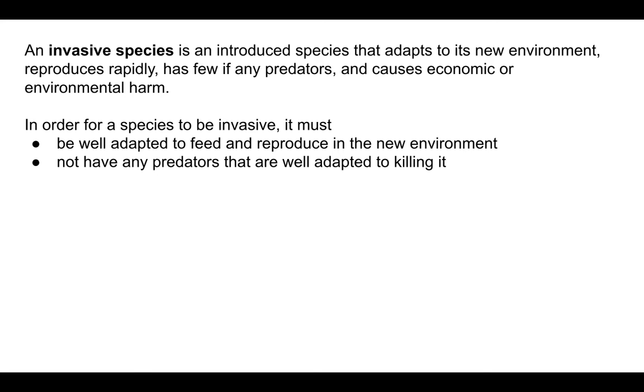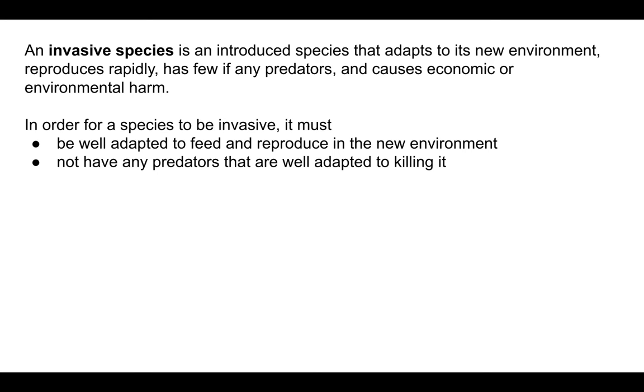Typically, it's one that's able to reproduce rapidly, making new offspring, basically almost at its biotic potential. It typically has very few, if any, predators in its new environment, at least once it gets to a certain size. Usually it's going to cause economic or environmental harm as a consequence of its rapid growth and spread. In order for a species to be considered invasive, it has to be well adapted to feed and reproduce in its new environment.